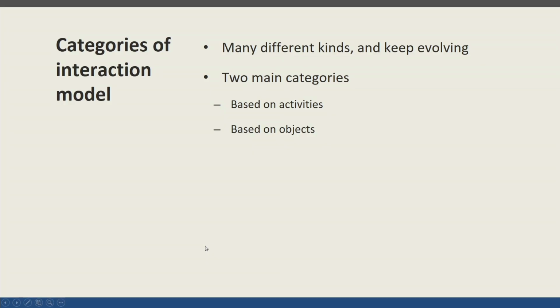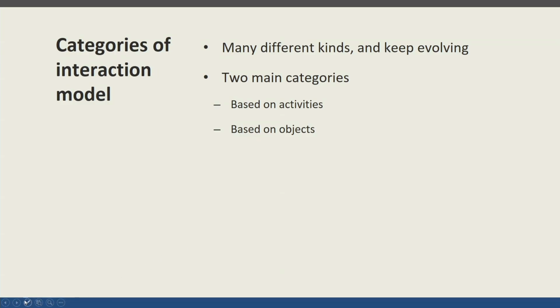While there are many kinds of interaction models, we come across two main categories. Also, these models keep evolving; a lot of people researching in the domain of human-computer interaction and interaction design keep proposing new models. But essentially, there are two main categories. The first one is based on activities, and the other one is based on objects. Now let us see a few interaction models which are based on activities.